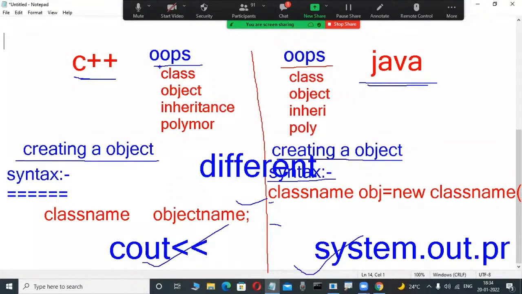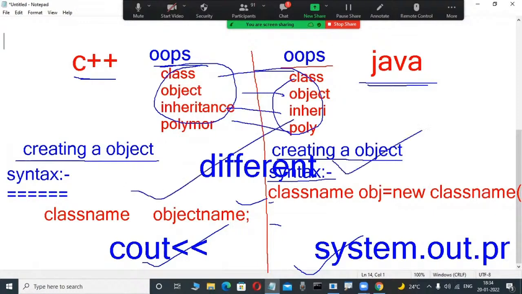But conceptually, OOPS concepts are the same. What is class? What is object? What is inheritance? What is polymorphism? Same. But syntactically totally different. Why? Because those are two different languages, two different products from very different companies. That's why functions are different, and syntax is also different.